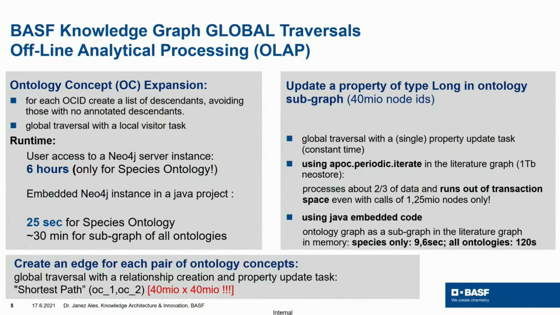The next task would be to persist the depth of each ontology concept in this graph in the neostore. And this turned out to be an exercise in parallelization. First of all, one would want to use a periodic iterate, and that unfortunately at this scale didn't work, because at 40 million, one would split the batches into roughly 1 million, and after 40 million transactions, this runs out of transaction space. Not to mention that each batch took 4 minutes to run.